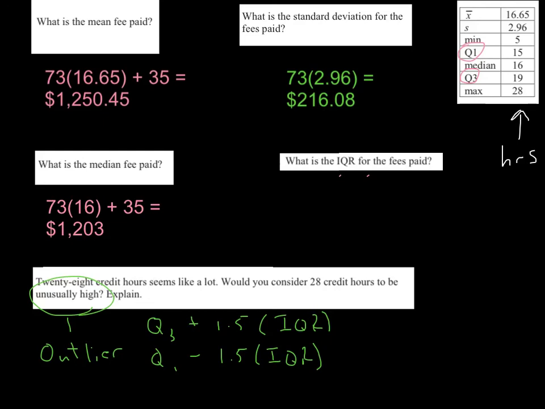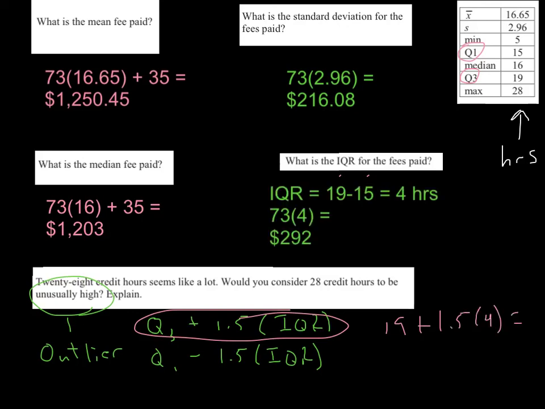So I would probably choose the minus 1.5 if they were asking me about, does 6 hours seem unusually low? They were only asking me about unusually high. So I just want to assess what that is. Okay, well, we know IQR was 4 hours, and we know that Q3 was 19. So 19 plus 1.5 times 4, okay, gives us a value of 25.